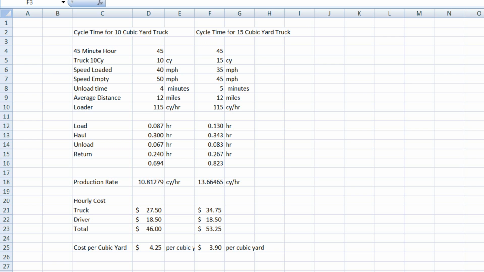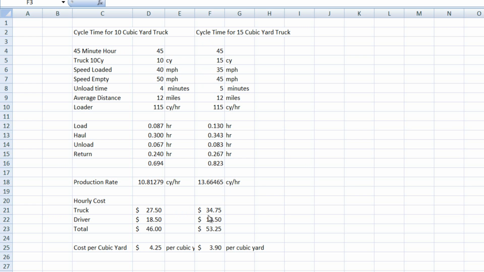The trucks will be loaded with stockpiles of aggregate using a loader that has a production rate of 115 cubic yards per hour. And the average truck time at the dump will be 4 minutes for the 10 cubic yard truck and 5 minutes for the 15 cubic yard truck. Assume that the trucks and the loader will operate 45-minute hours. So we've done that. The cost of a 10 cubic yard truck is $27.50 per hour, and the 15 cubic yard truck is $34.75 per hour.